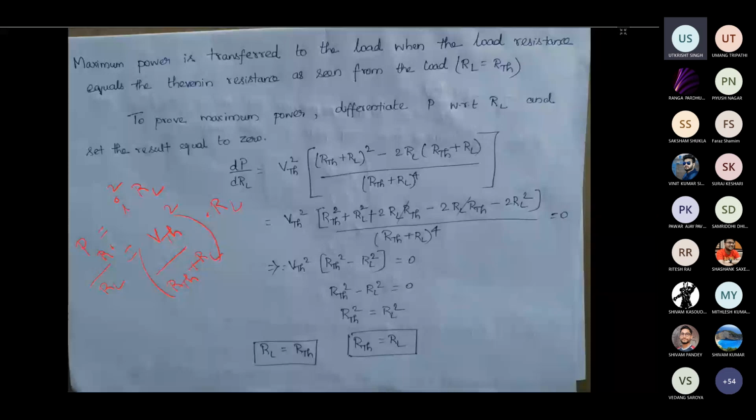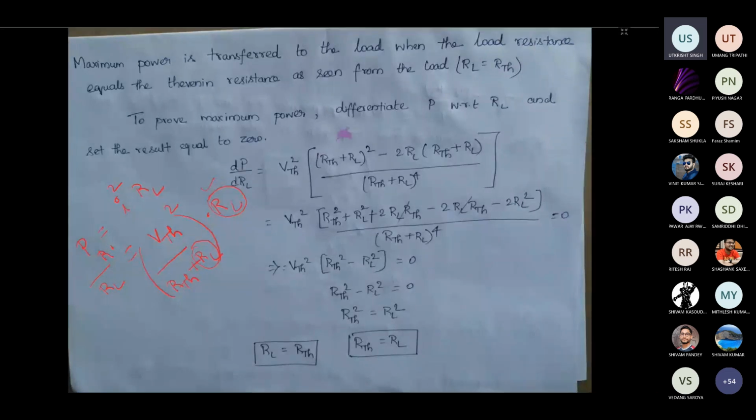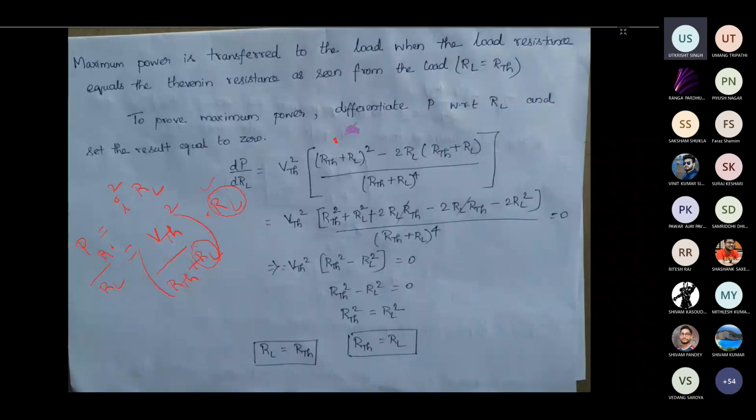So if you differentiate this equation with respect to RL, we have two things: one RL here and another RL here. So this is like U by V. If you differentiate that, you will get (V U dash minus U V dash) over V square. That is what I have written. So VTH square I have taken outside. Then V is nothing but (RTH plus RL) square, that I have written here. Then U dash is the differentiation of RL with respect to RL, so you will get 1 here.